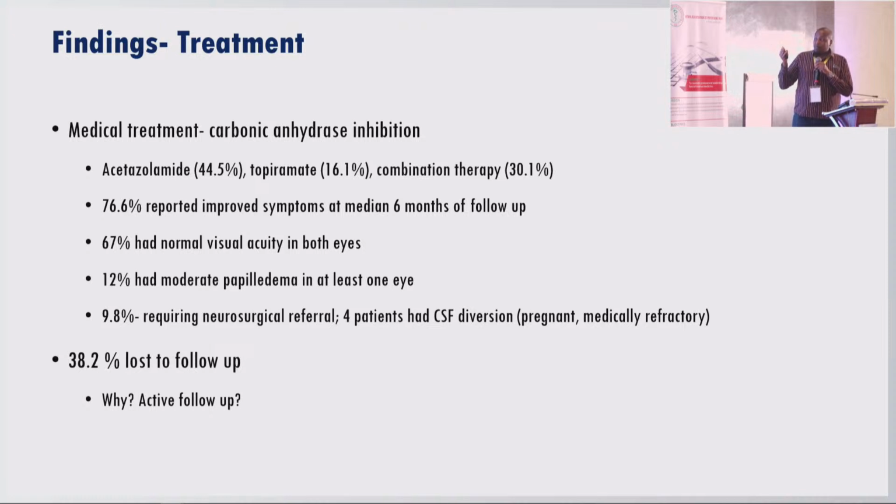And 67% had normal visual acuity on examination. At the beginning of the study, 59% had abnormal visual acuity, but the moderate papilledema had come down from 32 to 12. And this demonstrates that once your vision is compromised, once it's gone, it's gone. However, a very significant number, 38.2%, were lost to follow-up for different reasons. Could be cost, could be the intensity of the follow-up, because you need a neurologist to see them once or twice a month, and an ophthalmologist. They might require repeat scans and all these things.